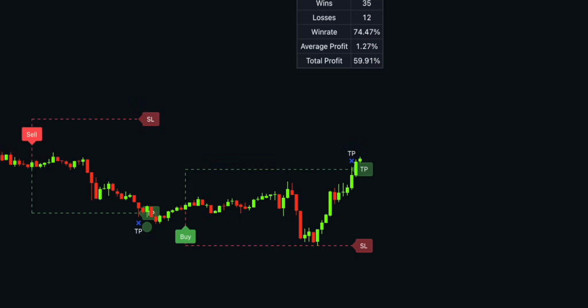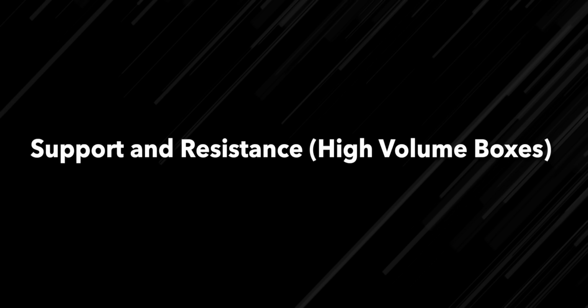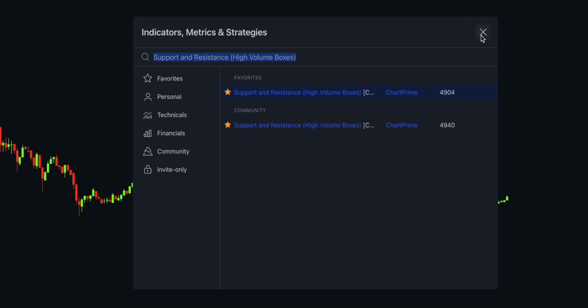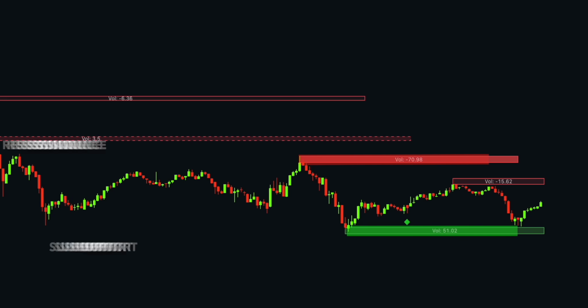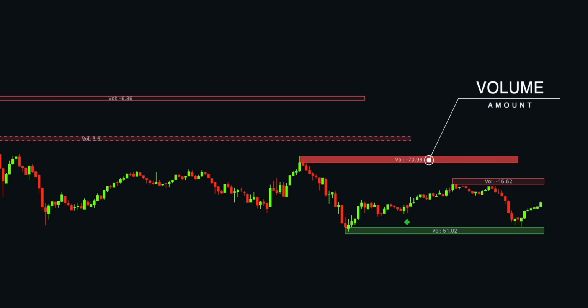Next up is the Support and Resistance High Volume Boxes indicator. This one will be super useful for those of you who prefer trading with an emphasis on price action. The indicator plots support and resistance boxes based on pivot points and volume above threshold for positive volume boxes and below the lower threshold for negative volume boxes. Boxes are color-coded based on the amount of volume.